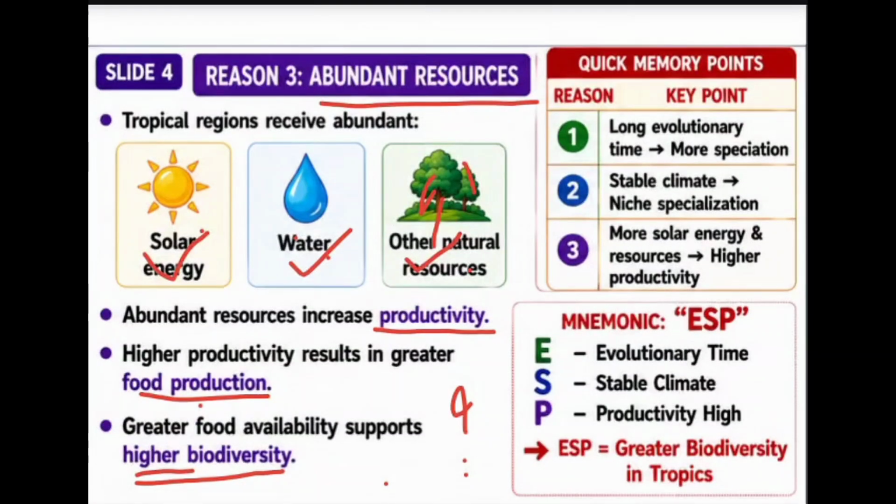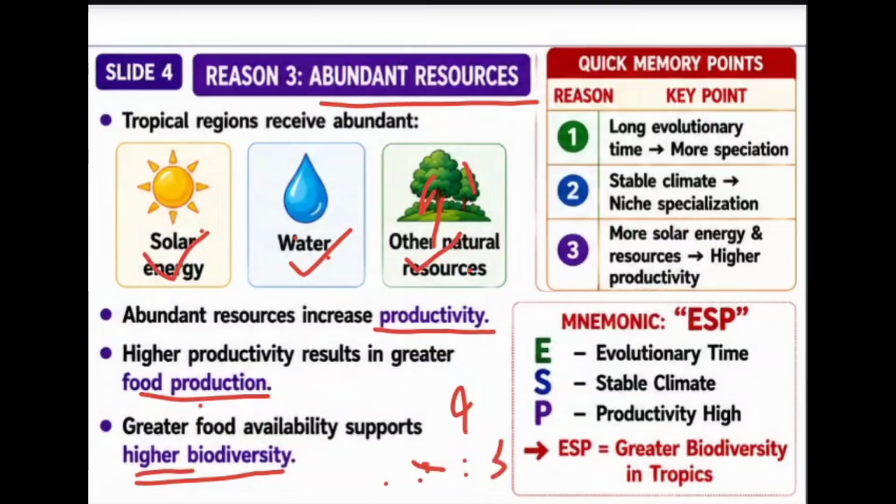Now, before we conclude, let us quickly revise all the three reasons. Reason 1, long evolutionary time, means tropical regions remained undisturbed for millions of years, and this allowed more speciation and greater species diversification. Reason 2 is stable and predictable climate. It means stable climate promotes niche specialization. Niche specialization allows more species to coexist. And reason number 3 is abundant resources. It means tropical regions receive abundant solar energy, water, and other resources, and this increases the productivity and supports a larger number of species.